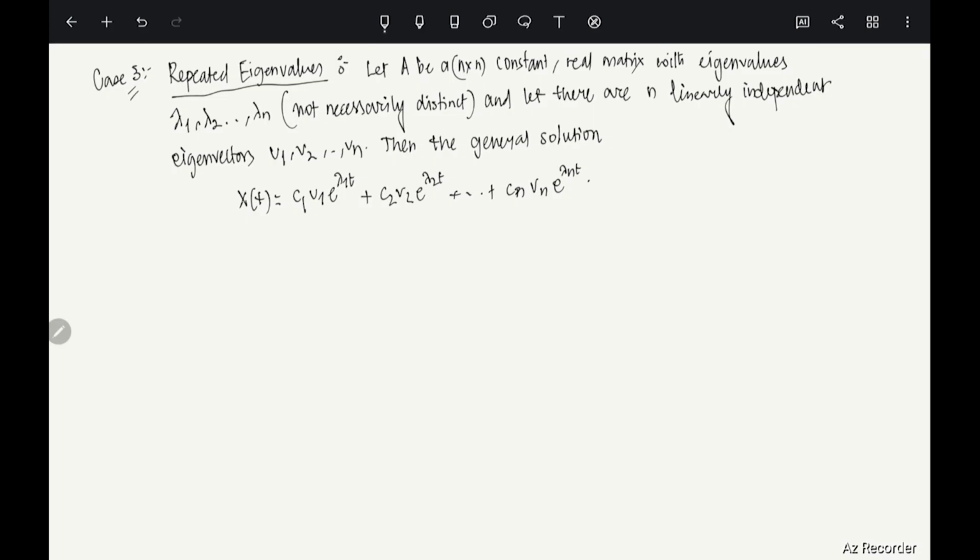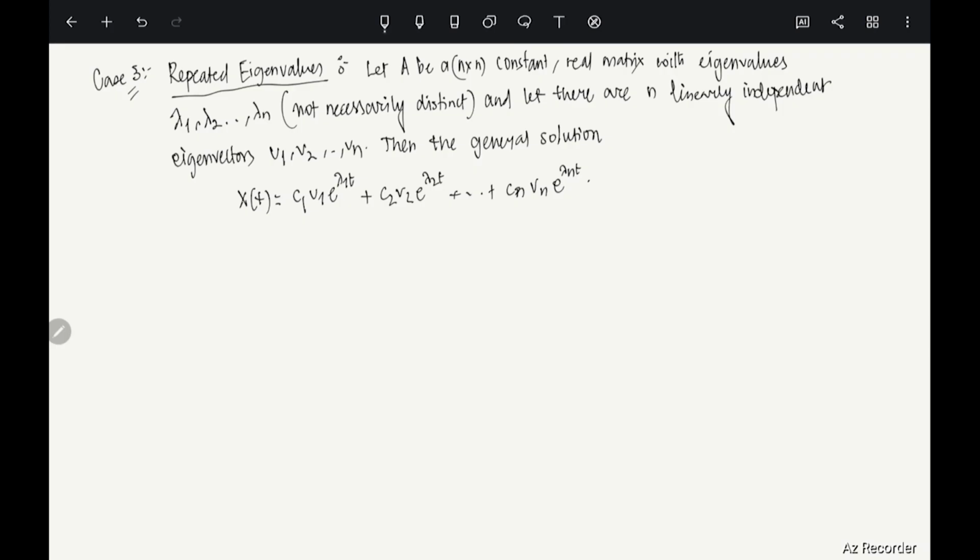That may not be true, right? If that is true, then v1 times e power lambda 1 t, v2 times e power lambda 2 t, vn times e power lambda n t, this set is linearly independent, right? And if they are linearly independent, then they form an n-dimensional basis for the solution space, and then the general solution is this. So in this case, it's very easy and it's not a problem.